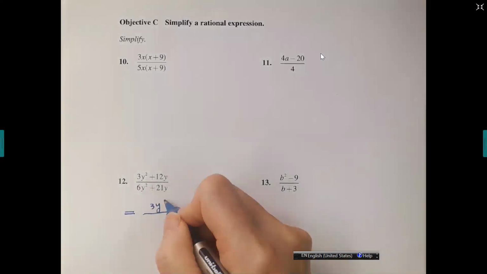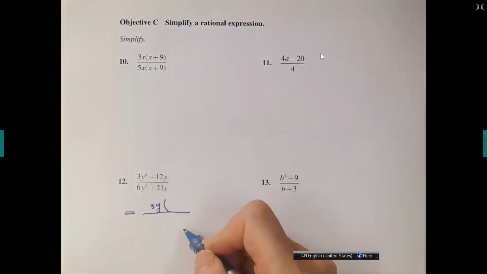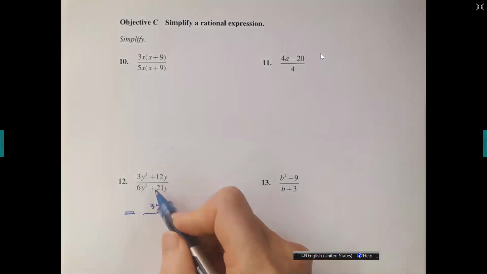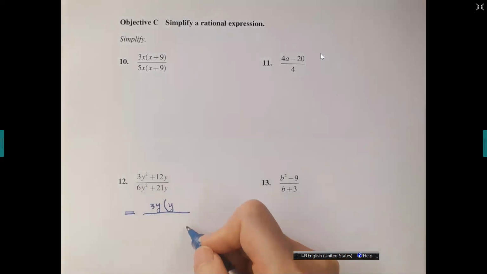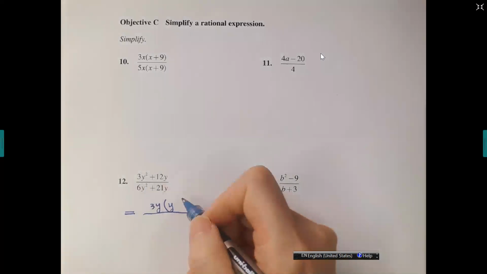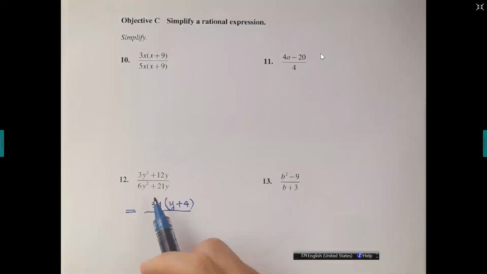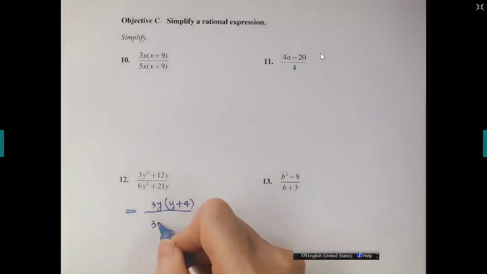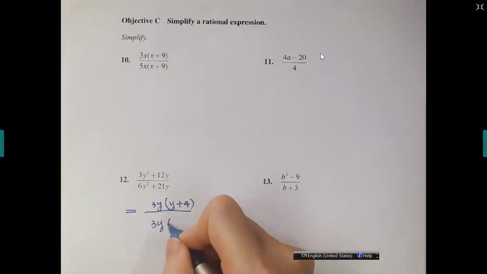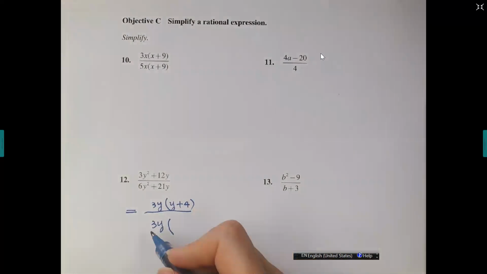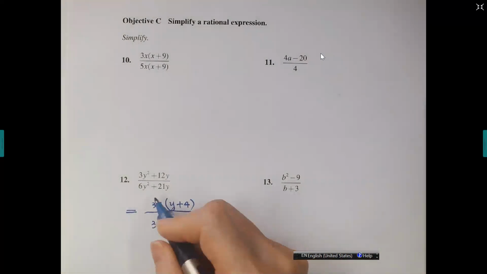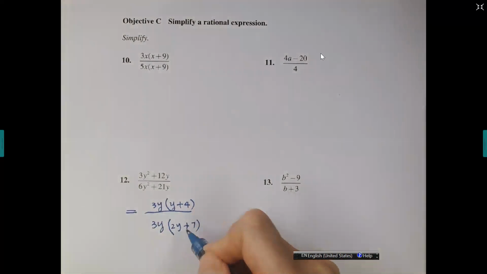Okay, and then write down the leftover in the parentheses. We have 3y squared over 3y, I have a y left. 12y over 3y equals 4. This is factoring the numerator. Then move on to the denominator. 6 and 21. Do they have anything in common? 3. Then I have y squared and y here, a common variable y. 3y is also a common factor. Find the GCF out, and then the leftover will be 2y plus 7.